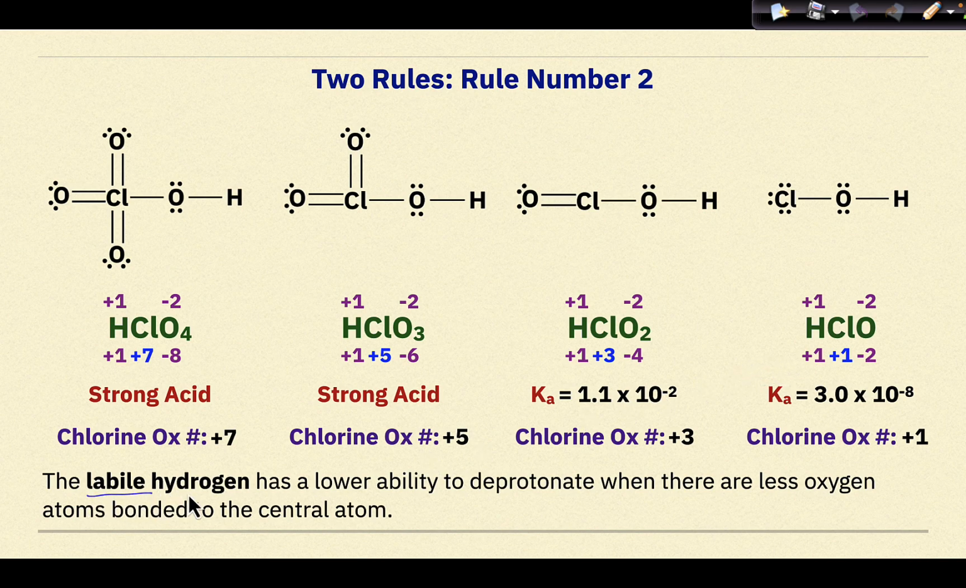The labile hydrogen has a lower ability to deprotonate when there are fewer oxygen atoms bound to the central atom. So remember that labile hydrogen is the hydrogen here, here, here, and here.